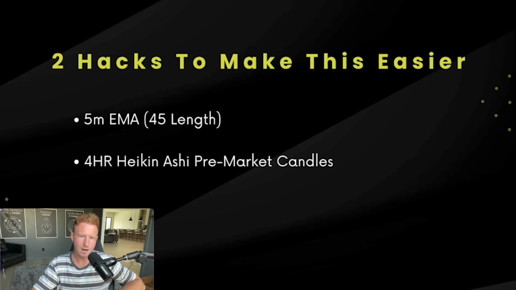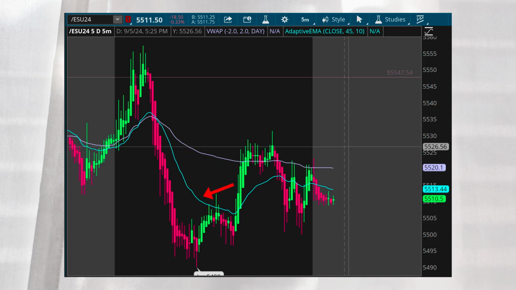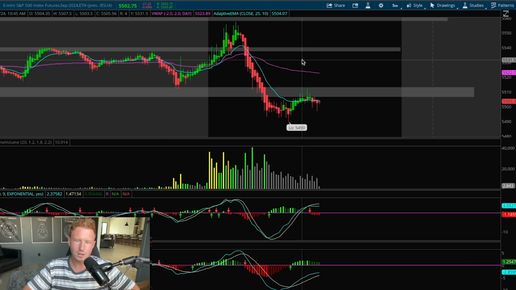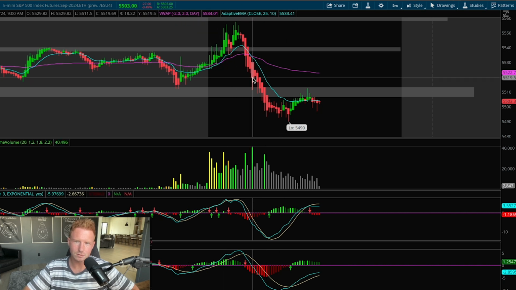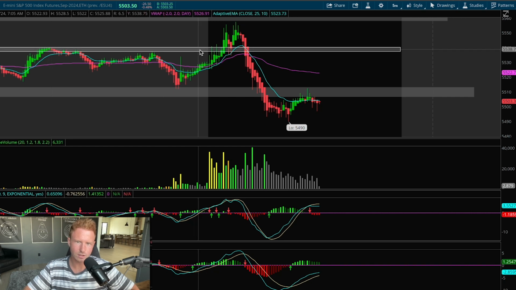Like I said, the first hack I use is a 5-minute EMA, using a 45 length. So basically just looking at the 5-minute EMA, you can see if we're pointing up, then we're probably in a bullish market structure trend. If we're pointing down, we're probably in a bearish market structure trend. And we can see this right here. We're going to go to the same days we just went over. When market first opened, we're kind of flat. We waited till we broke this last market structure, right?